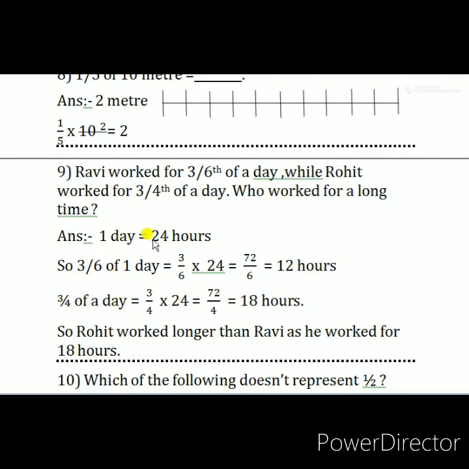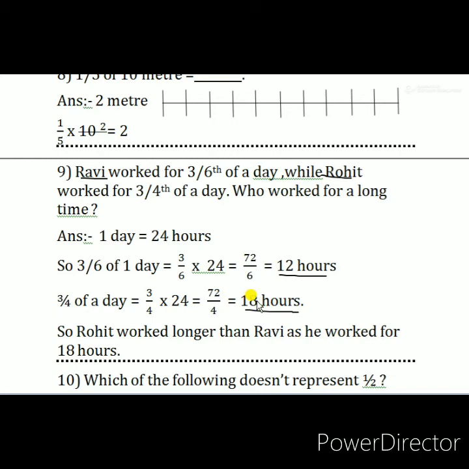3/6 of the 1 day equals 3 by 6 into 24. 3 into 24 equals 72. 72 divided by 6 equals 12 hours. So, Ravi worked for 12 hours. Now, 3/4 of a day is worked by Rohit. So, 3/4 of the day is 3 by 4 into 24 equals 72 divided by 4. That is 18 hours. Here we found that Ravi worked for 12 hours and Rohit worked for 18 hours.